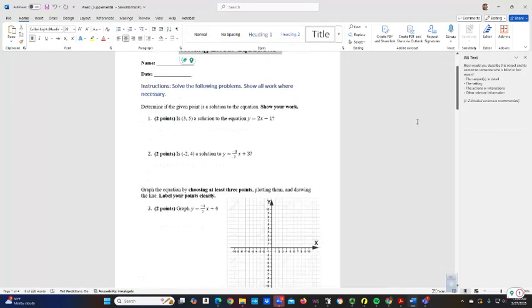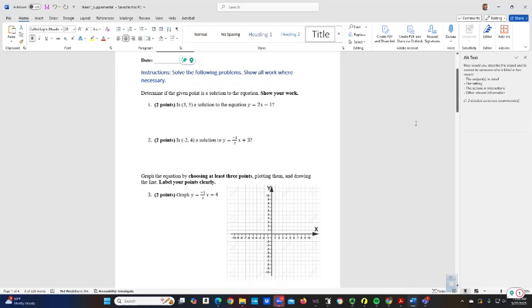All right, so we're going to take a look at the solutions to our supplemental work for week one. Okay, so this first assignment is linear equations.